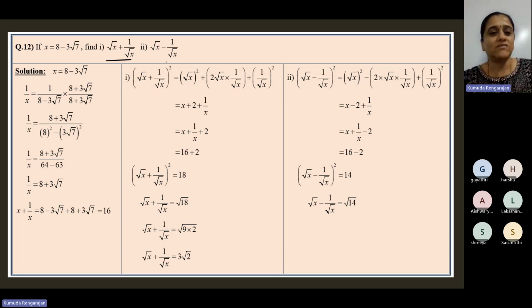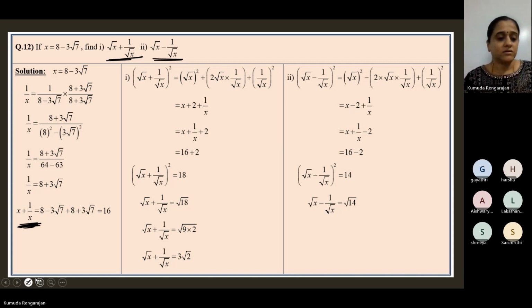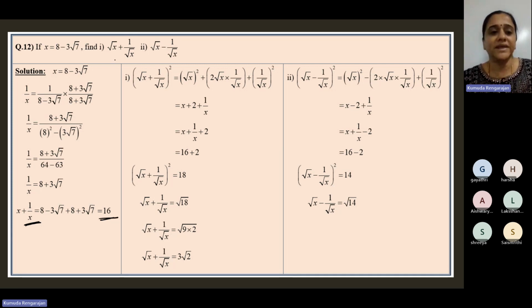Okay, so to find the value of both these expressions, we need the value of x plus 1 by x. You must remember this as theory. To find the value of root x plus 1 by root x and root x minus 1 by root x, you need the value of x plus 1 by x. So have the value of x plus 1 by x ready. Then take up this expression, see the board, and square it. Square and expand it. You get these three terms, right?